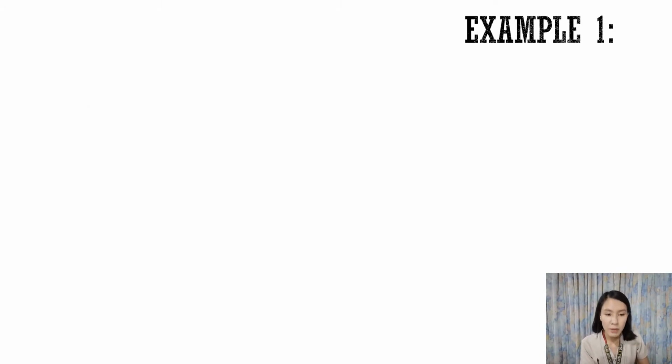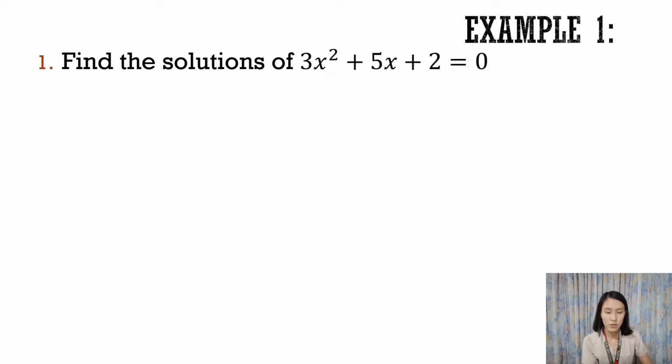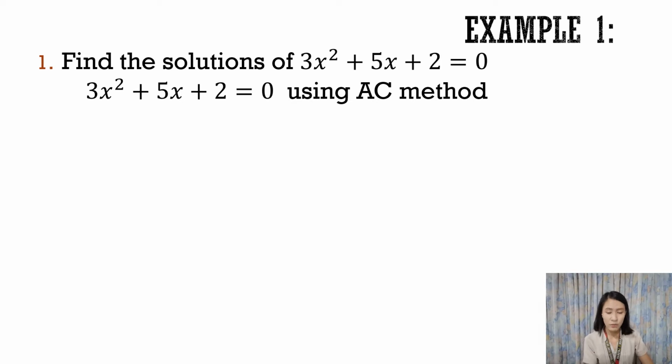So let us have example number 1. There are many methods in solving quadratic equations by factoring. I will be teaching you the two easiest methods. Find the solutions of 3x squared plus 5x plus 2 is equal to 0. The first method I will be teaching you is the AC method. The first step is to transform the given equation into standard form.